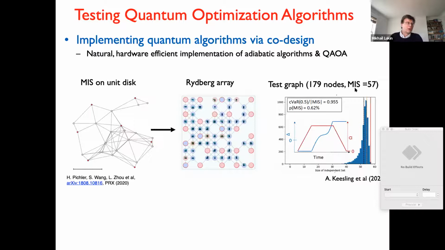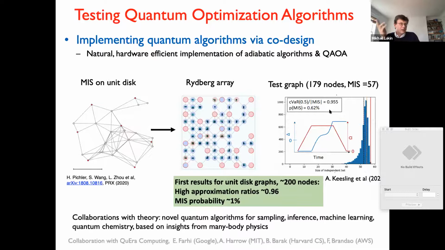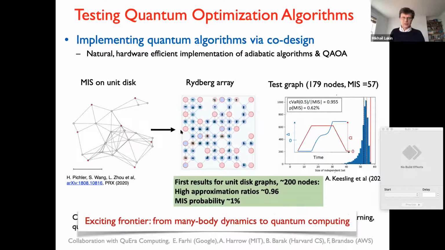But nevertheless, we are starting to do systematic benchmarking of this effort. The key goal here is to find graphs which will be hard classically, but easier quantum mechanically. This is a very exciting collaboration with theorists, where we are also looking for things like sampling and inference. It is a very nice, interesting interface.